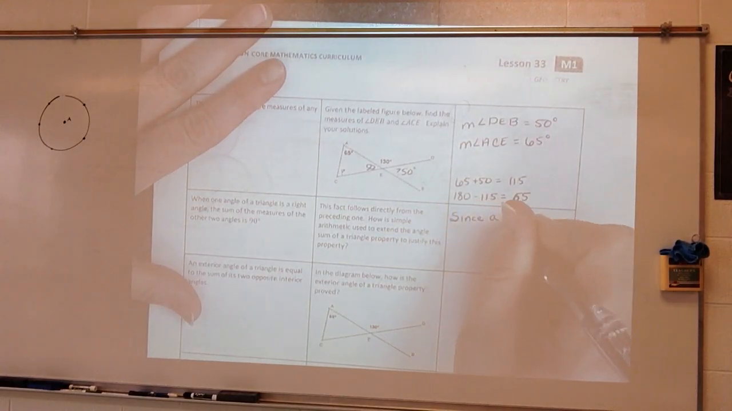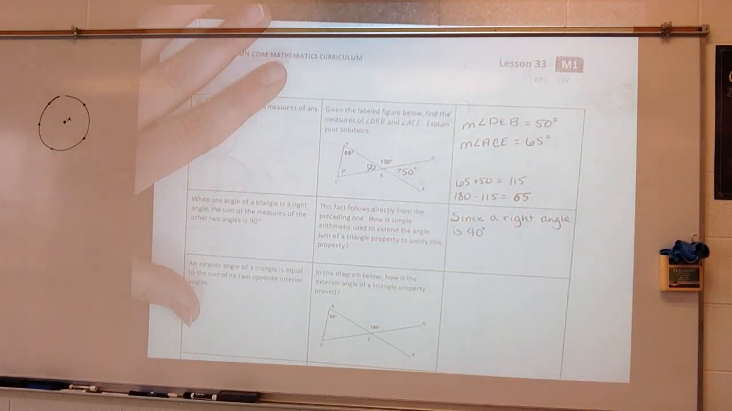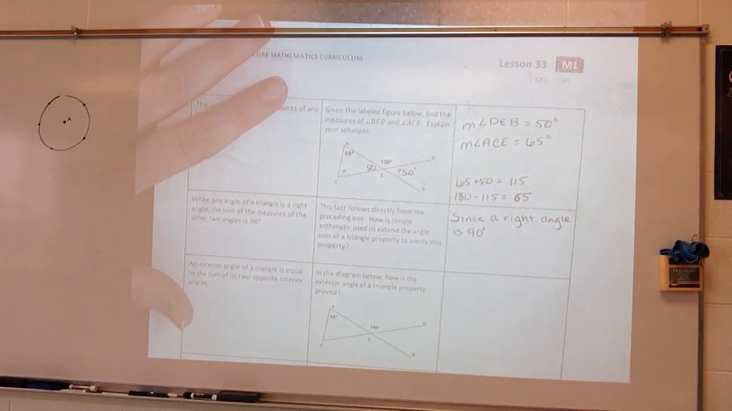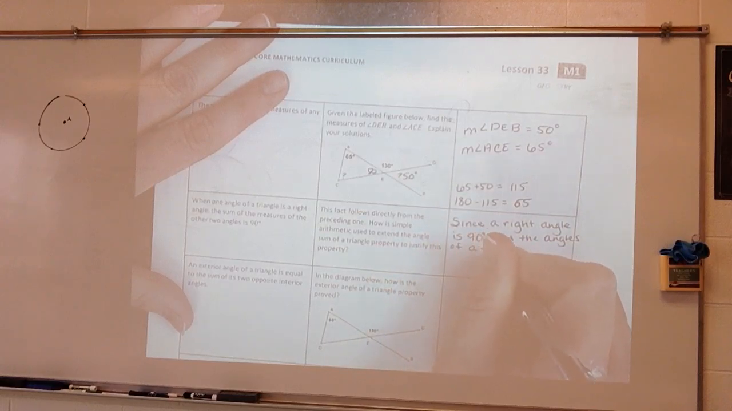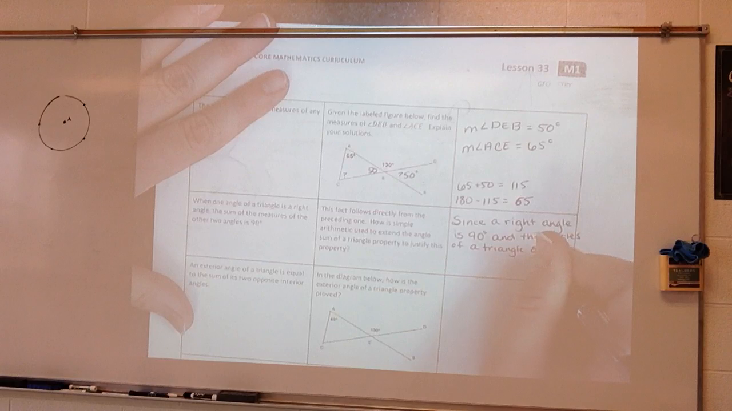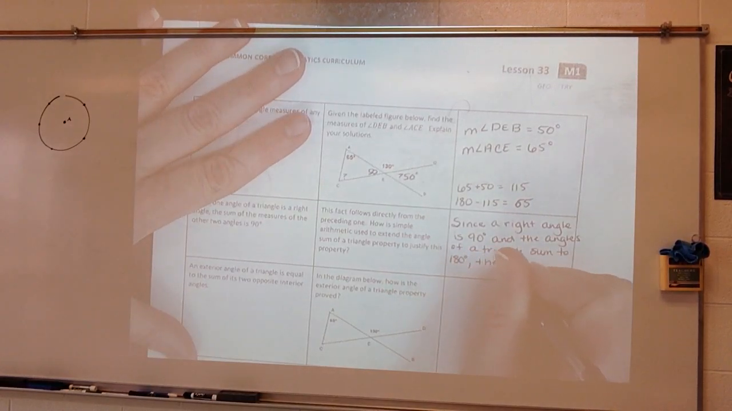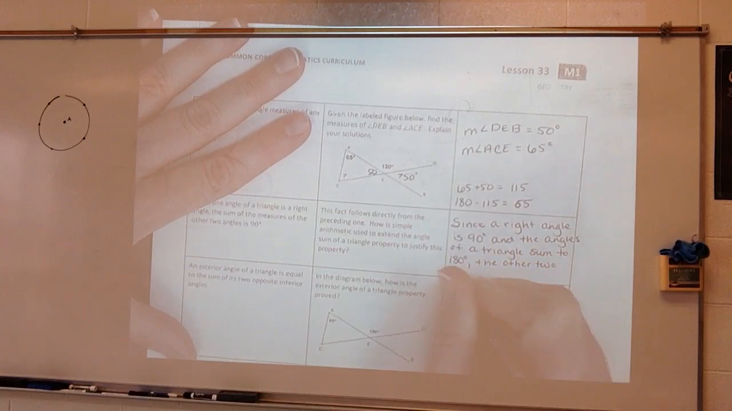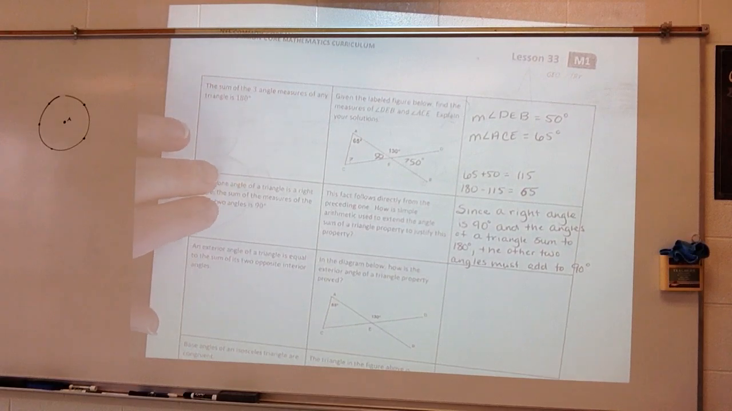So we're going to say since a right angle is 90 degrees, and the sum of the angles of a triangle sum to 180, the other two angles must add up to 90 degrees. Okay? So simple arithmetic there.